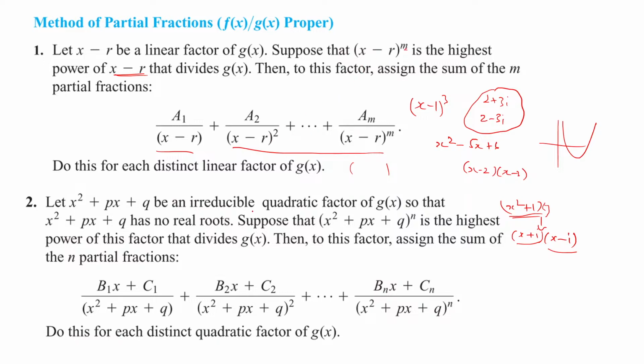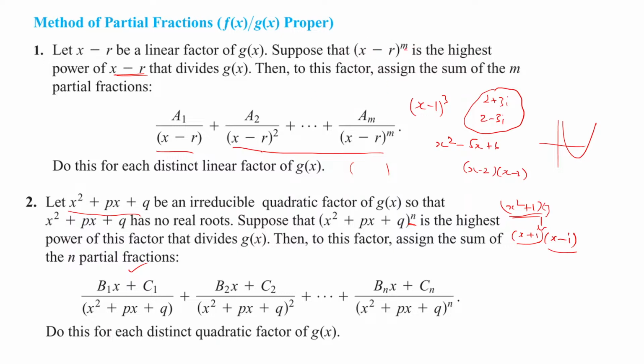Understood. Similarly, for every quadratic factor, if it is repeated n times, you will take the first one, second one, third one, up to n times. Similarly, if n is 1, you will get only one factor; these others will not be there. So what we are trying to say is, if a linear factor is repeated m times, then we will take these m terms: first one, second one, third one, fourth one, fifth one.